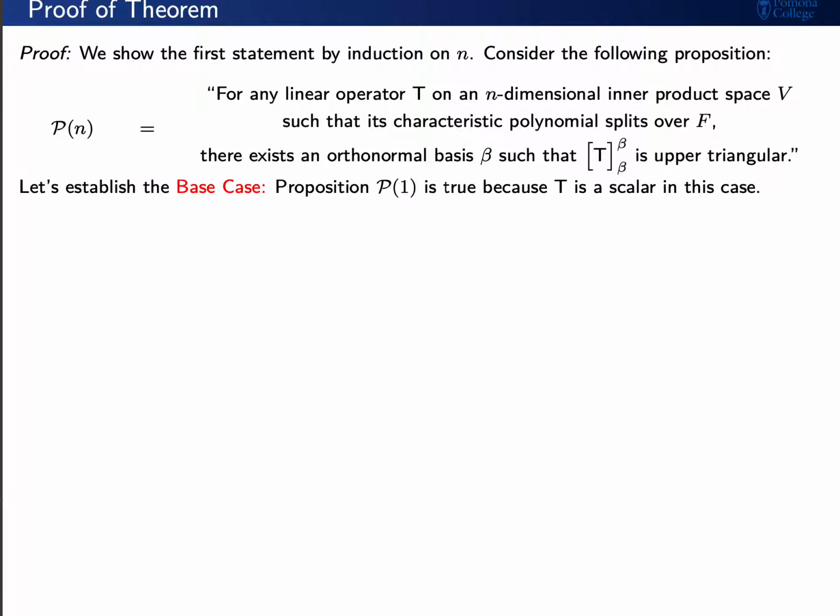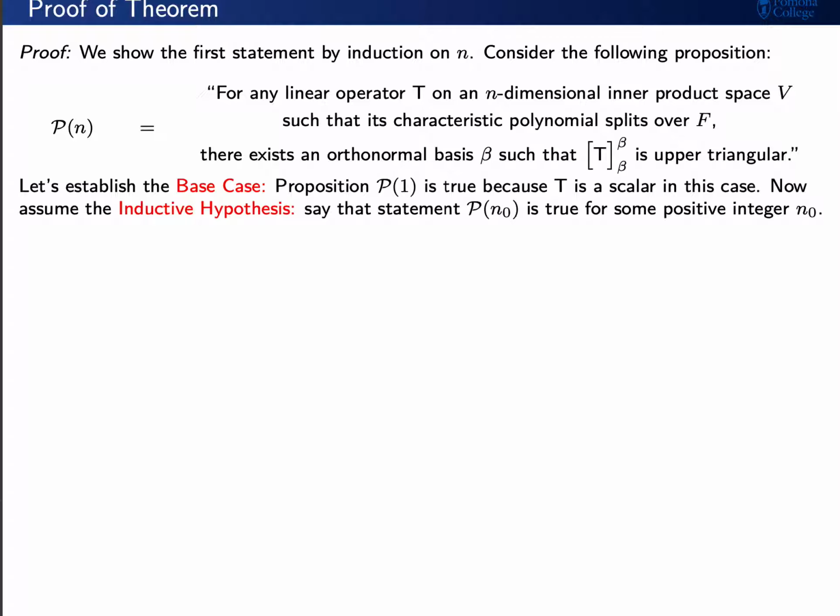Let's establish the base case when n is equal to 1. Well, if T is a linear operator on a one-dimensional vector space, then this means that T must be a scalar. That is, T of x is simply lambda times x. And by definition, the matrix representation is just that scalar, which is, by definition, upper triangular.